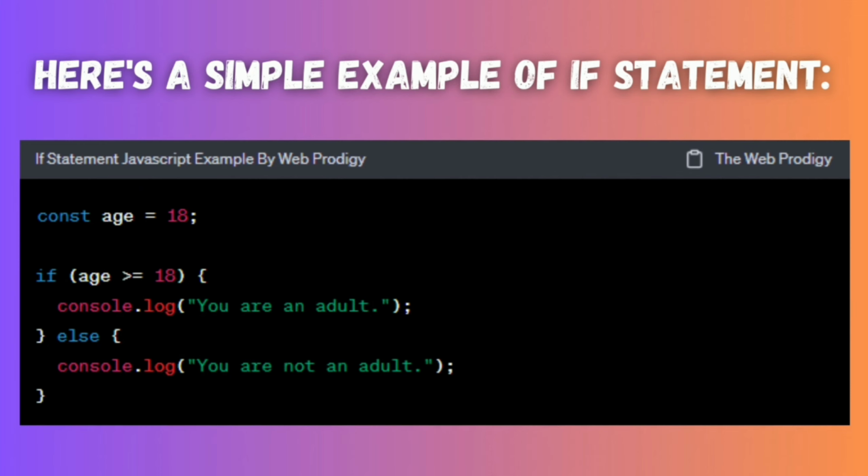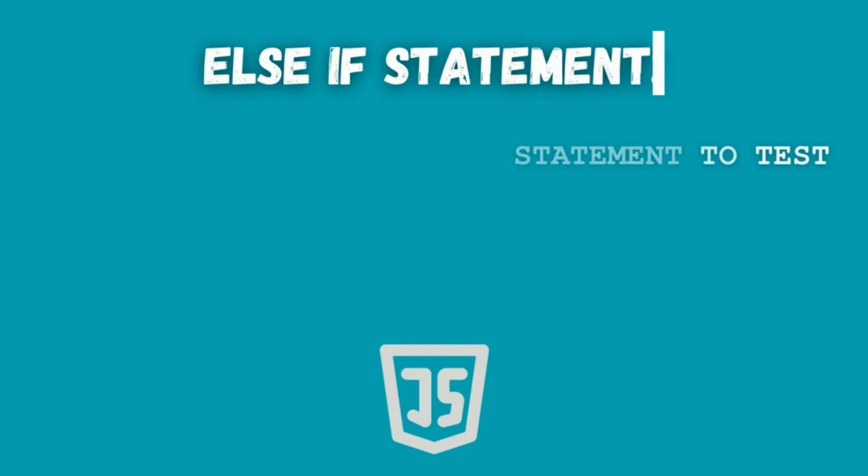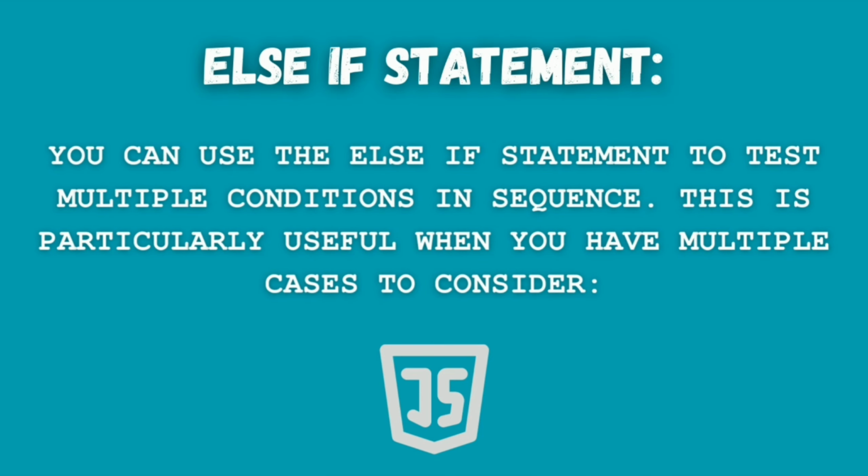The result is "you are an adult" because the age is indeed greater than or equal to 18. This is a simple example of how you can use if statements in JavaScript for decision making. Remember, you can use if statements to add logic and interactivity to your web applications. Let's move towards the second statement. This is the else if statement.